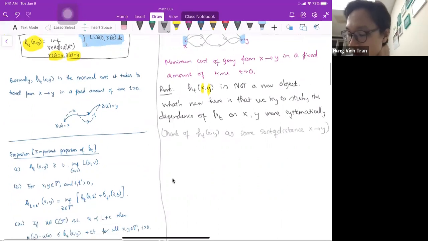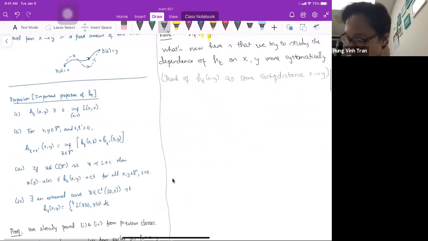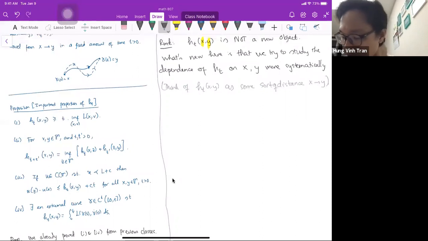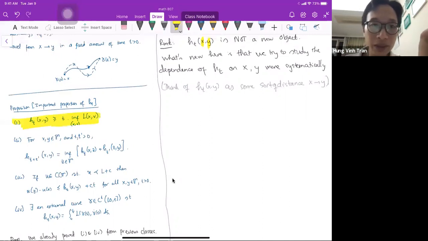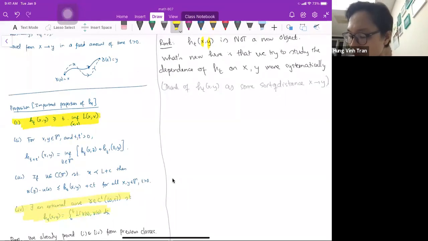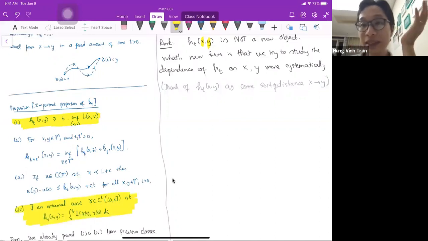Okay, so let me state the properties. Most of the properties are not new, and some are straightforward. So let me try to highlight which ones are straightforward. The first one is straightforward: h_t is bounded from below. This is straightforward because the Lagrangian L is bounded from below by its minimum value. I'll write it down very quickly. The last one is also not new. It was already a problem in calculus of variations that we have dealt with in the first 10 lectures. We have proved that there's a unique minimizer.